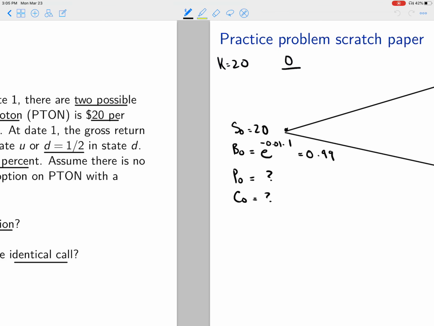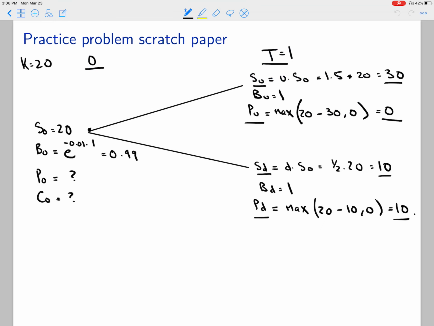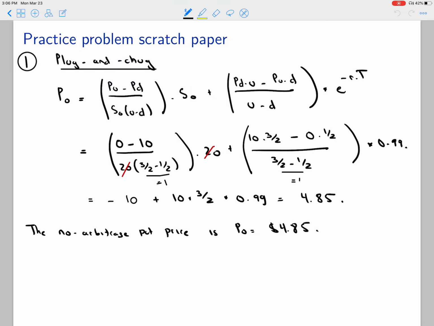In part 2 of the question, we want to price an otherwise identical call option. This is a call option with a strike of K equals 20 and a maturity of T equals 1 year, still on Peloton stock. We could do the whole calculation from the last lecture. We could calculate CU, calculate CD, and plug everything into the formula that we learned. However, it might just be easier to use put-call parity to find our result.